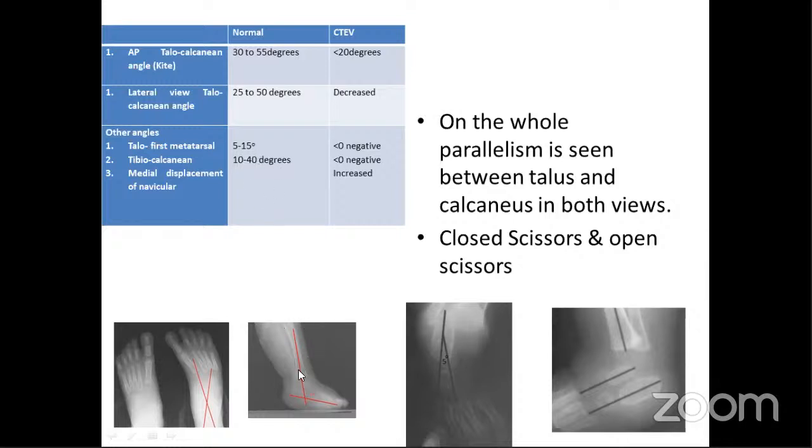However, when it is in equinus, that means dorsiflexion is not present, it again goes into negative. On the whole, the principle is that parallelism is seen between talus and calcaneus in both views in a case of clubfoot. Just look at these long axes. This is talus, this is calcaneus. They do not cross each other. This is a case of clubfoot.